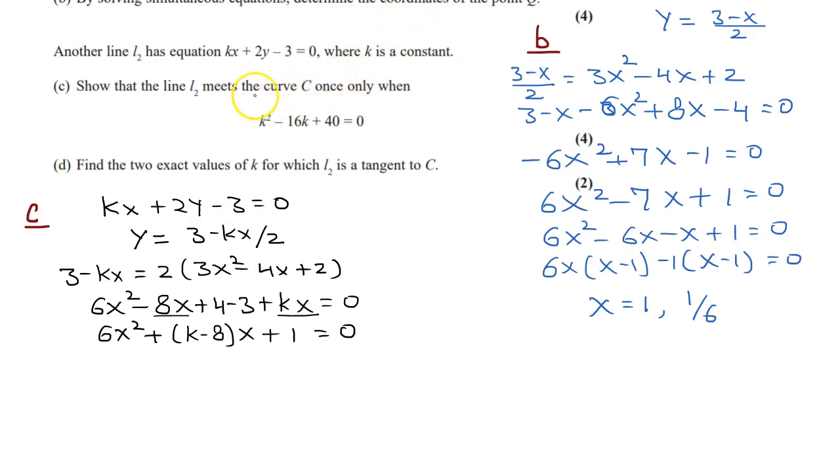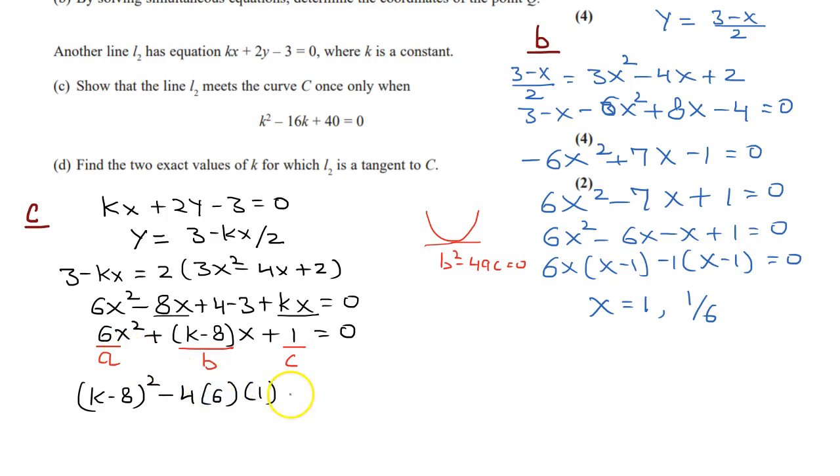You know, when a curve and a line meet once, it means we have b square minus 4ac is equal to 0. That's the condition. So this is a, this is b, and this is c. So b square is k minus 8 square minus 4, a is 6 and c is 1.